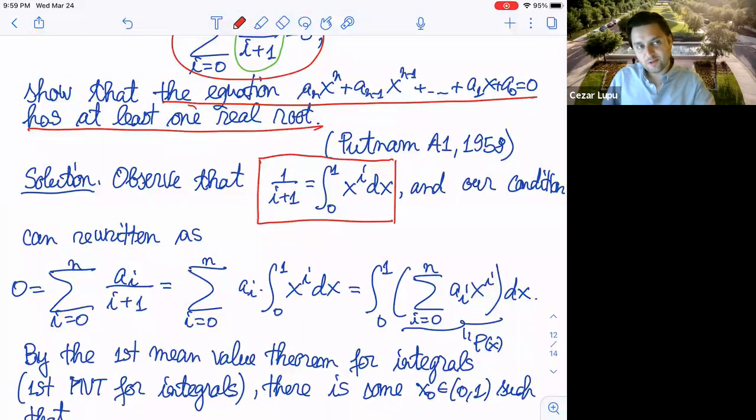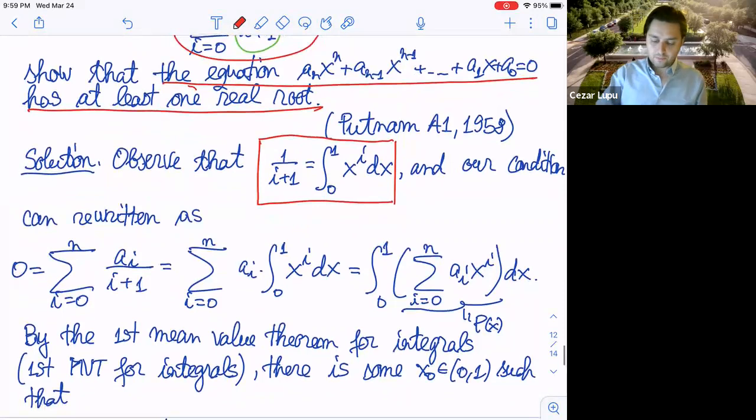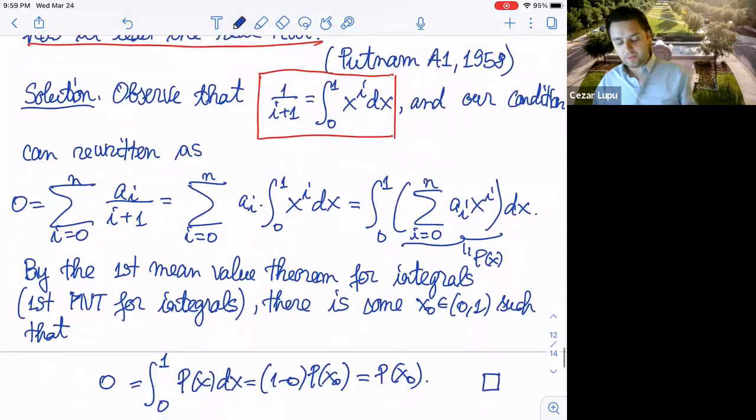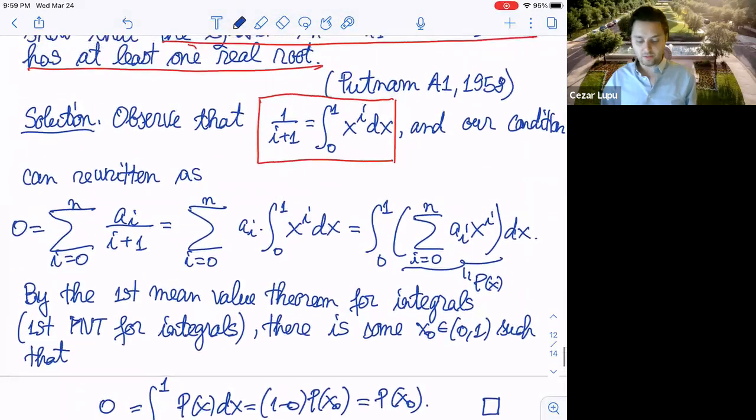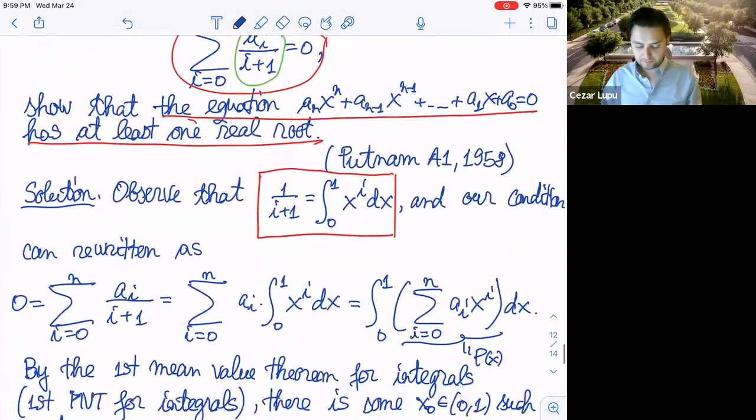I also suggest you go back to lecture 14, I think, where I solve the same problem using Rolle's theorem. In any case, they're essentially equivalent. Okay, now let me show you another problem. And I'll show you multiple solutions to this next problem.